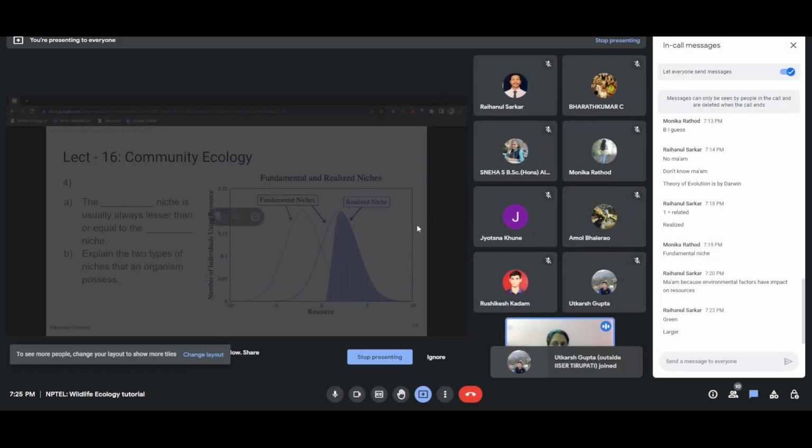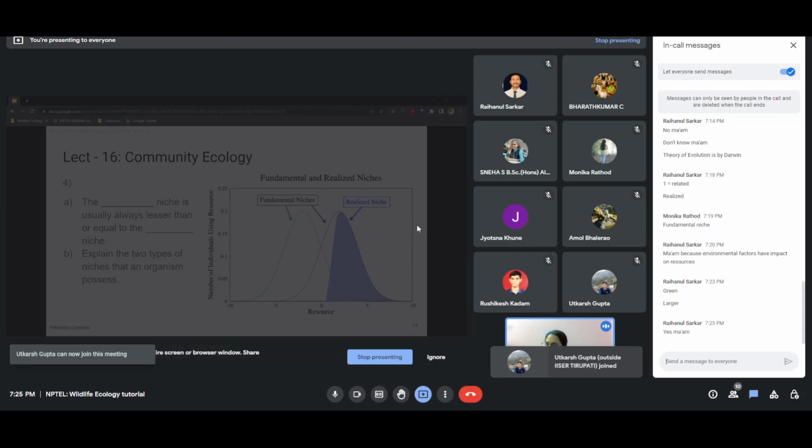So actually, is this graph clear? Does anyone not understand what this graph is trying to represent, or the difference between fundamental and realized niche? Apart from Ranul, there is nobody else. Everyone's understood. Okay, I'm going to assume everyone has understood. All right, so let's move on to the next question. Yeah, Amol.